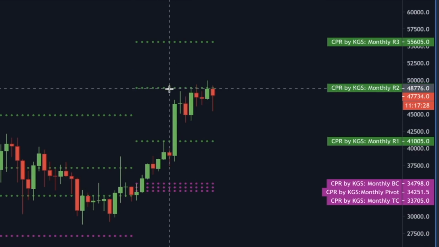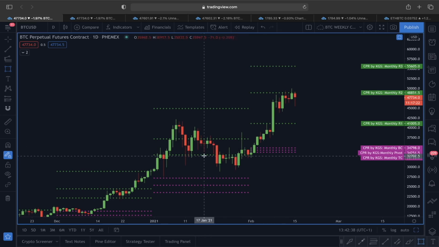That's why I always say, you guys, this CPR indicator is a leading indicator. It provides us information beforehand. That's why this is one of my favorite indicators.